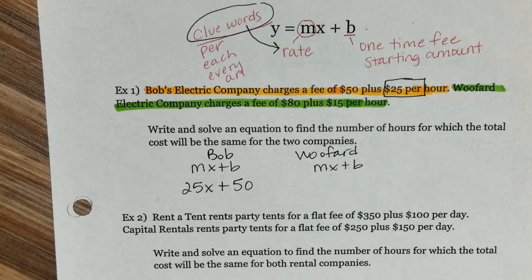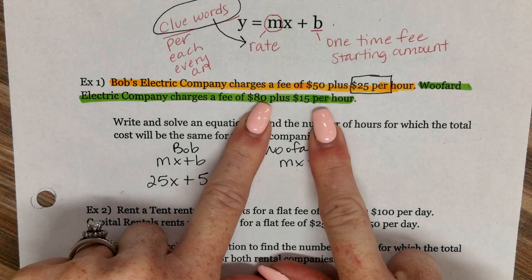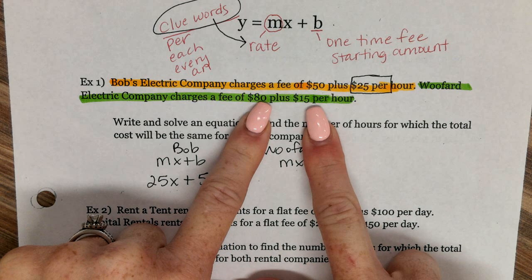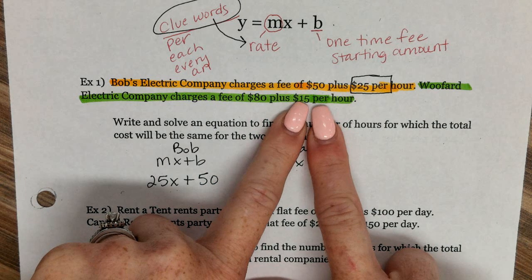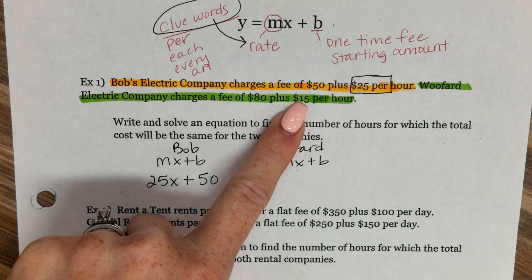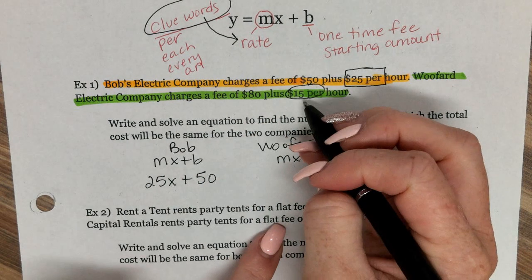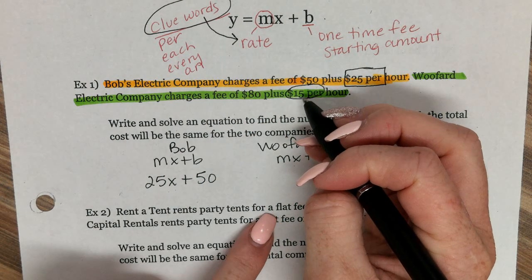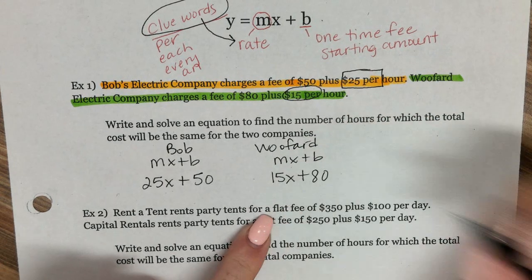How easy was that for Bob's? Good? Now we're going to do it for Wolford. So look at the two numbers they gave you for Wolford. Which one of those numbers has the clue word? 15 per hour. That means every hour I have to pay $15. This one gets the X. So how would I write that for Wolford? 15X plus 80. And I'm pretty much done.